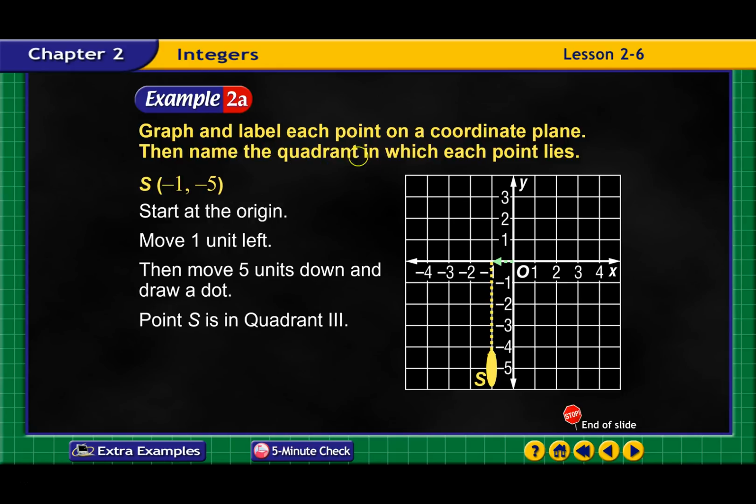Then name the quadrant that the point is in. Don't forget the second half of the question. You will lose 50% if you forget half of it. And then you get to do corrections. Yay! So point S is in quadrant 3, because it's 1, 2, 3.